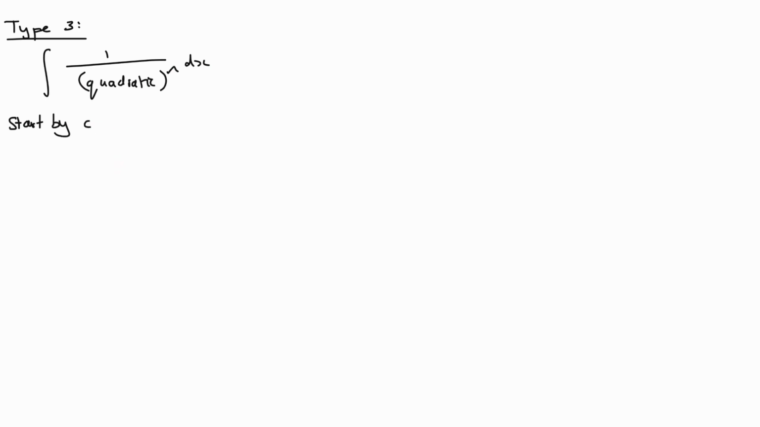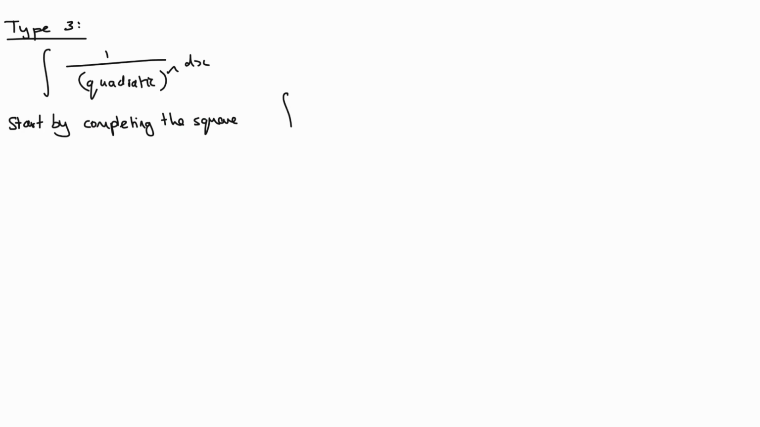So the final case to deal with is where I've got 1 over a quadratic, but that quadratic, an irreducible quadratic, is raised to an integer power again. And in this case, we're going to start by completing the square.